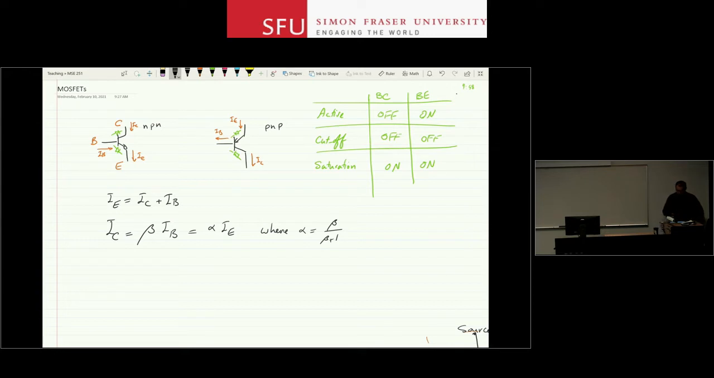And for that reason, you can always see that alpha is less than 1, but very close to 1, right? So it's 0.9, 0.99, 0.995, something like that, right? But it's always less than 1, obviously.